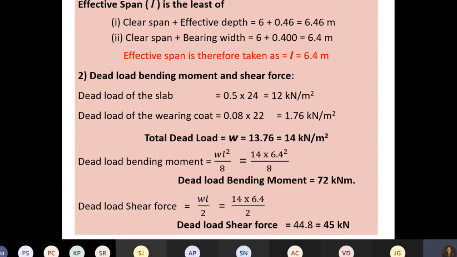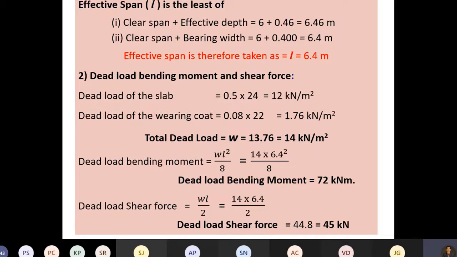Next, we have to calculate the dead load bending moment and dead load shear force. So we have a depth of the slab as 0.5 meters or 500 mm. You can assume the unit weight of concrete as 24 kilonewton per meter cube. So the dead load of the slab will become 12 kilonewton per meter square. Dead load of the wearing coat: we have 80 mm thickness of the wearing coat as given in the problem, and 22 kilonewton per meter cube will be the unit weight of the wearing coat, and that becomes 1.76. So total load becomes 12 plus 1.76, which is equal to 13.76, or you can take it as 14 kilonewton per meter square.